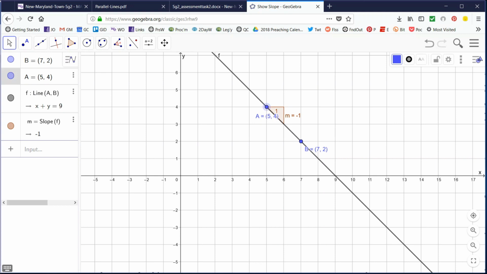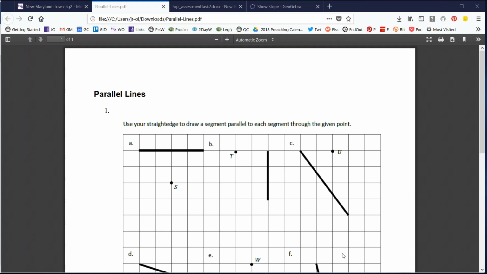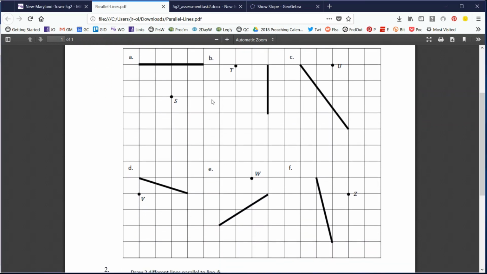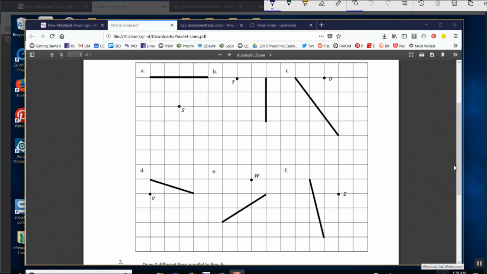and so on. Now I'd like to take a look at a little parallel lines activity. We're going to use a straight edge to draw a segment parallel to each segment through the given point. So for question A here, I want to draw in a segment through point S that's parallel to this. Well, parallel to a horizontal line is going to be horizontal. And I'm not sure if I'm actually going to be able to use a straight edge here on the screen or not, but I want to have a horizontal line here.